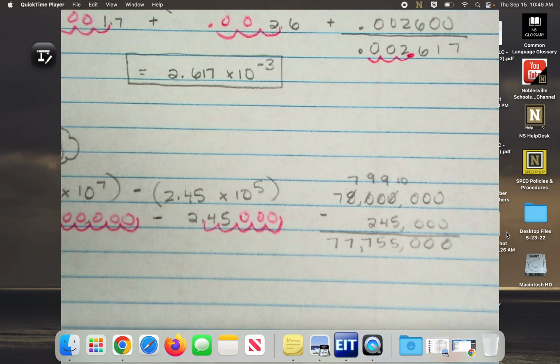I'm going to double check with my calculator because I want to believe I know how to do this with the borrowing, but it's been a minute. Yes, I got that one right.